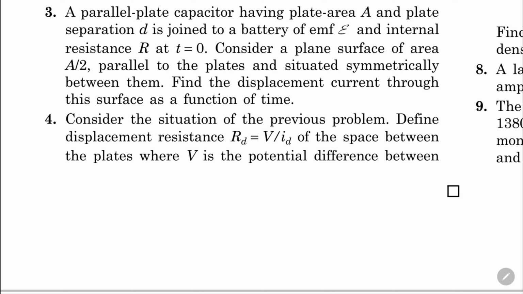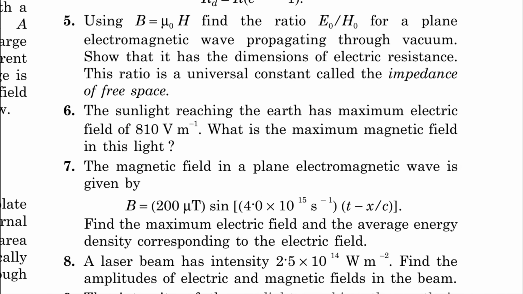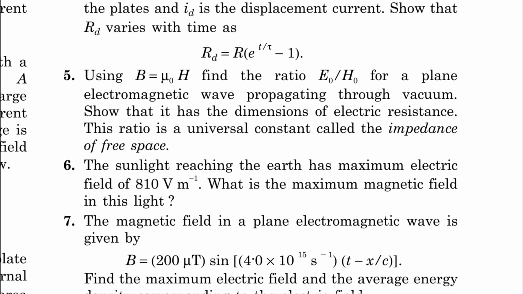In question 4 we need to consider the previous problem and we need to define displacement resistance of the space between plates, where V is the potential difference between the plates and Id is the displacement current. We need to show that Rd varies with time as the given equation.